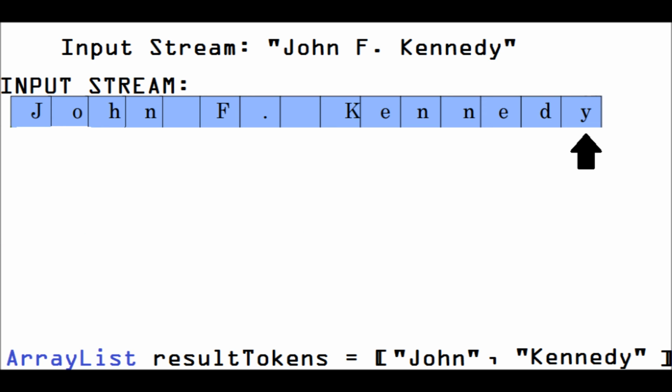And by the time we get to the end of this input, we find the other one, which is Kennedy. And so we don't find the F period because it's a capital letter followed by a period and not by a lowercase letter. So there we go. We have our two tokens from this input stream. We have John and we have Kennedy.